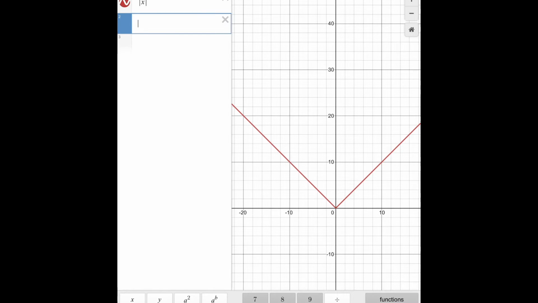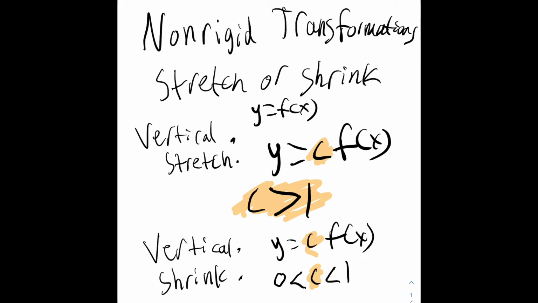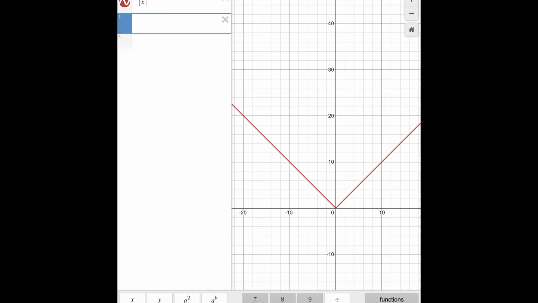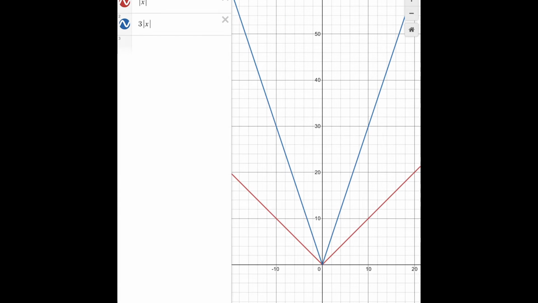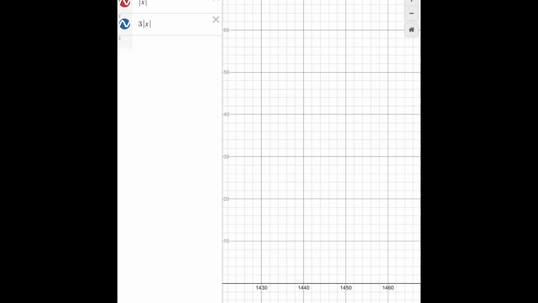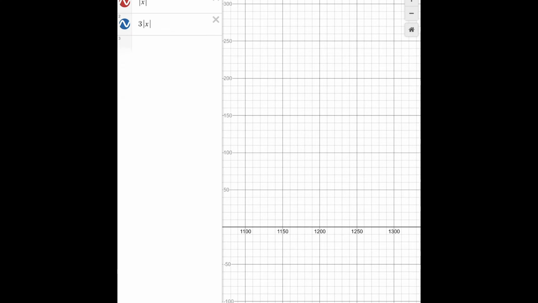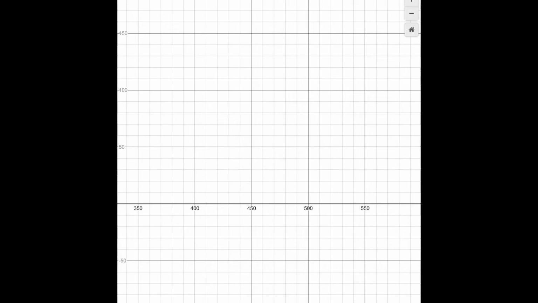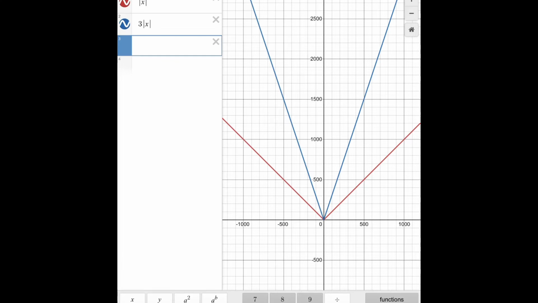If I wanted to stretch the absolute value function, looking at my notes, I have to multiply it by a number that's bigger than 1. So let's say 3 absolute value x. It's like I'm grabbing the top of my graph and pulling it apart. I'm stretching it out, so it's much steeper now. We just got some massive numbers there. There it is, it got stretched out.